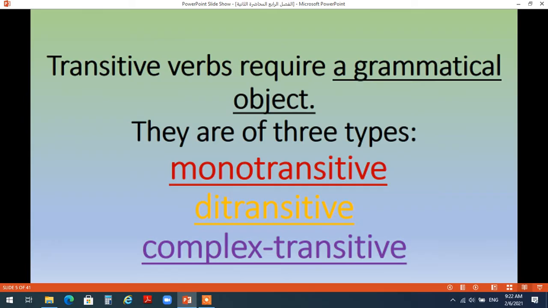Diatransitive هو الفعل الذي يتعدى إلى مفعولين. Di أيضا هو بريفكس يدل على اثنين. أما الكومبلكس ترانزيتيف فهو الفعل المتعدي المعقد الذي يتطلب وجود مفعولا به وكومبلمنت أو ما نسميه شيء أو معلومة إضافية تصف ذلك المفعول به. إذن هذه هي أنواع transitive verbs.